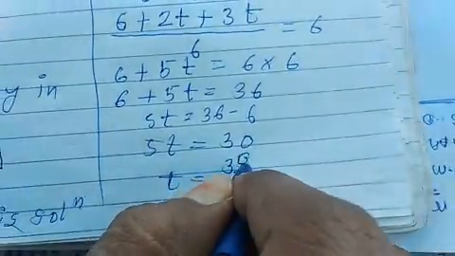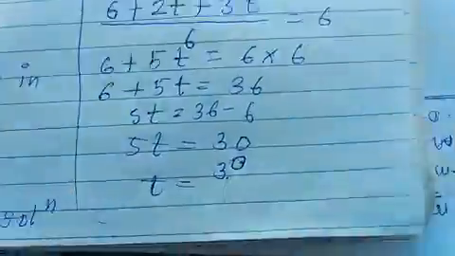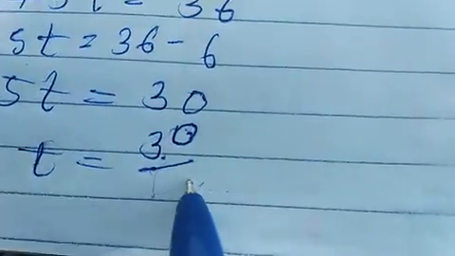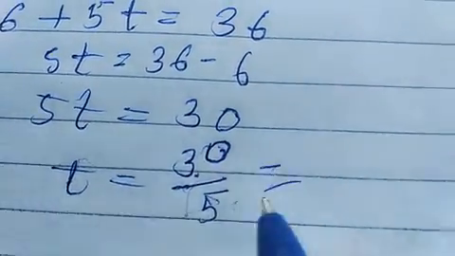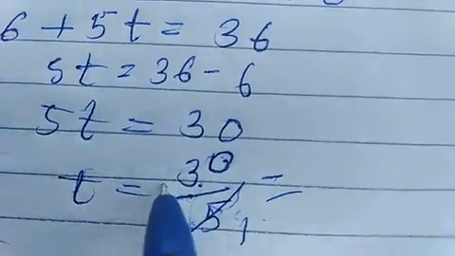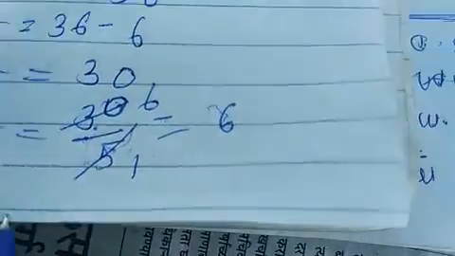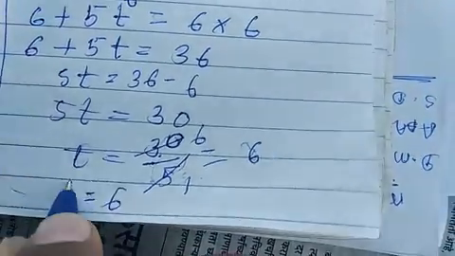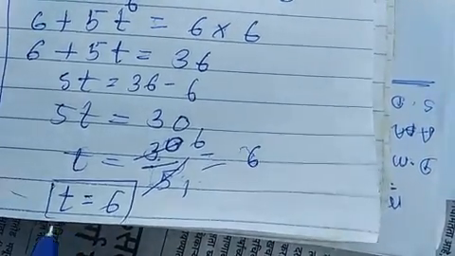Now if we take this 5 to our right hand side, we'll get 30 divided by 5, and that gives, 5 1s are 5, 5 6s are 30, so we get 6. So T is equal to 6. What we get here? T is equal to 6.